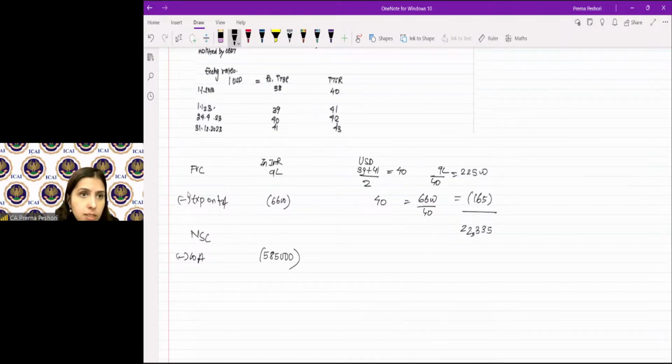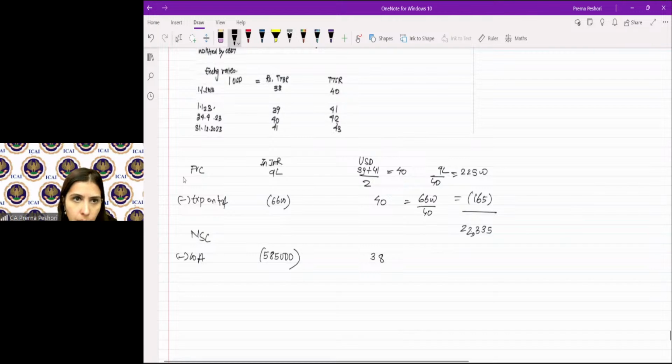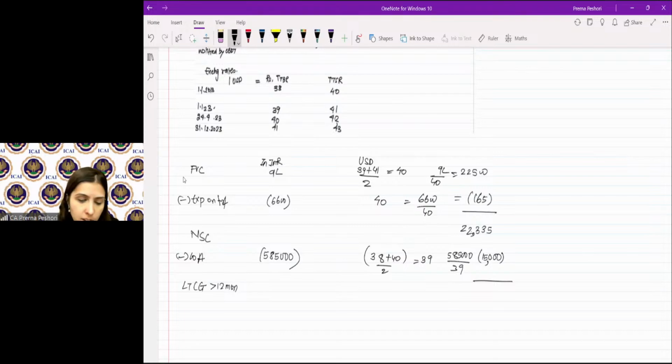Indexation, as I said, will not be allowed in this situation. So as on the date of acquisition, acquisition was made on 1/1/2013. So I'll take the exchange rate on that date. So 38 plus 40 divided by 2, which comes to 39. So 5,85,000 divided by 39 comes to 15,000. So this will be long-term capital gain because it is more than 12 months as it's a listed share, right? So this comes to 7,335.